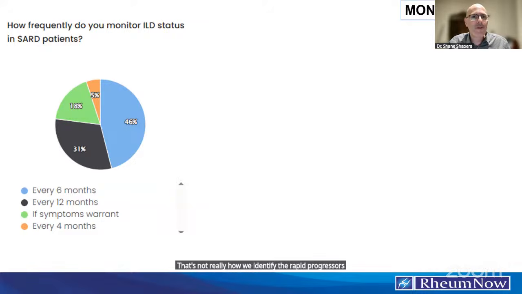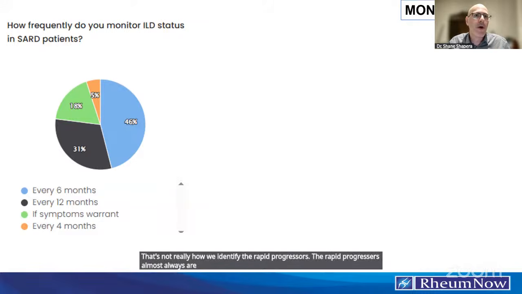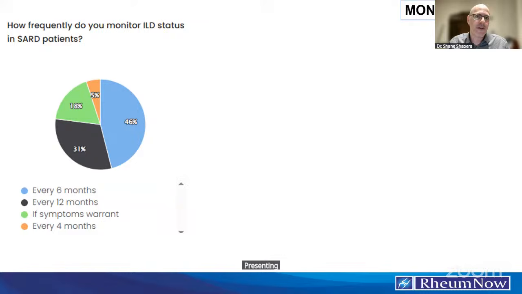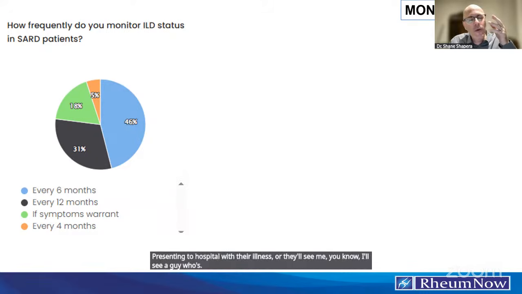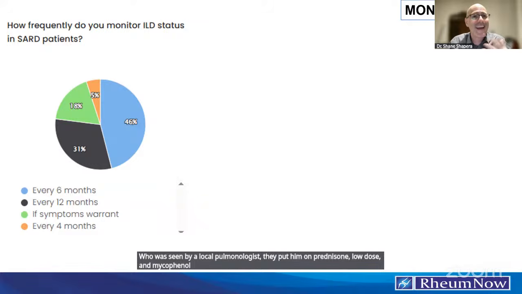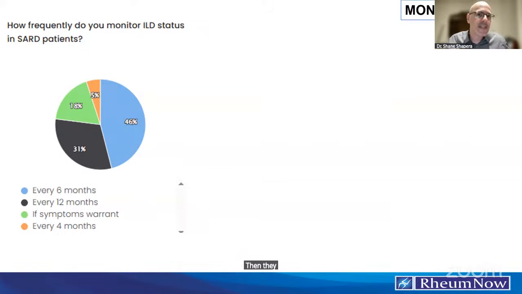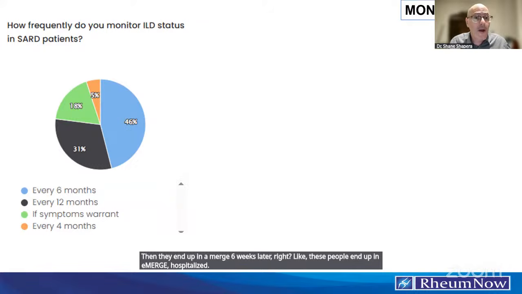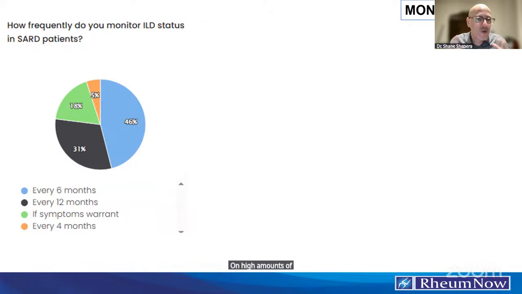The rapid progressors almost always are going to end up presenting to hospital with their illness, or they'll see me. I'll see a guy who was seen by a local pulmonologist. They put him on prednisone, low dose, and mycophenolate, and they come to me, and then I find their MDA5 positive, and I'm like, all right, they're fine. I'll see them back in 3 months. Then they end up in emerge 6 weeks later, right? Like these people end up in emerge, hospitalized on high amounts of oxygen in a short amount of time.